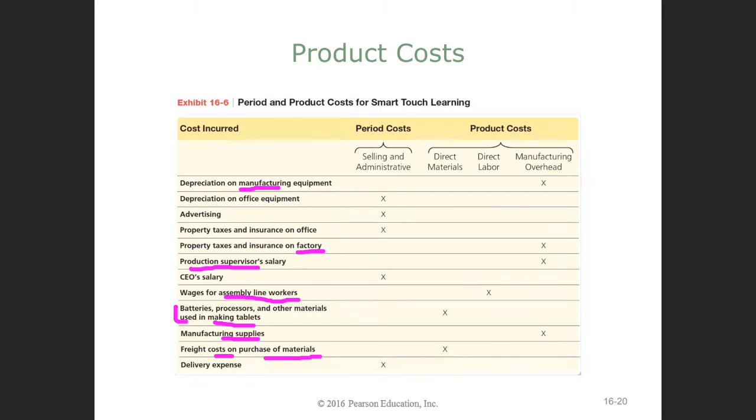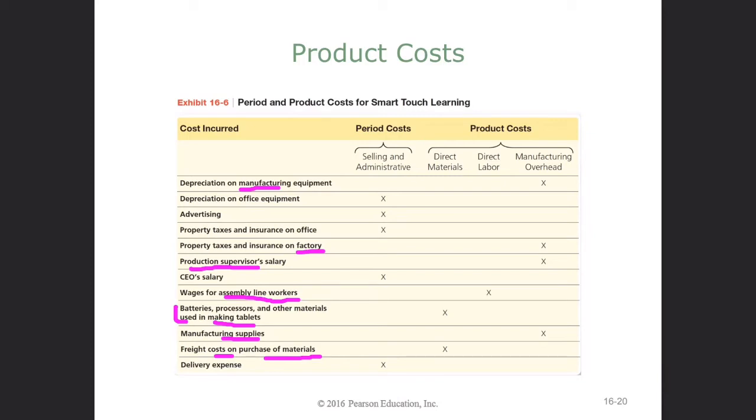So everything that I just underlined is going to be considered a product cost, and this is why. This is used to manufacture the product, so that's why it's considered a product cost. Property taxes on the factory: we have to have the factory to create the product, so it's considered a product cost. The production supervisor's salary: we need the production supervisor to produce the product, so his salary is considered a product cost. The assembly line workers are needed to put the product together, to assemble it, so their salary will fall within our product cost.